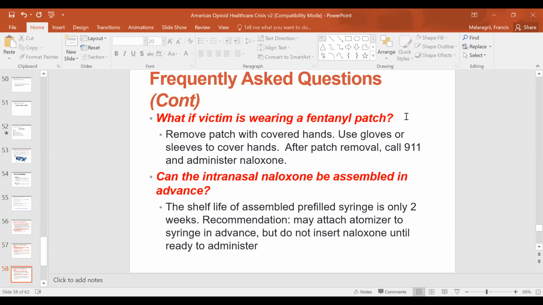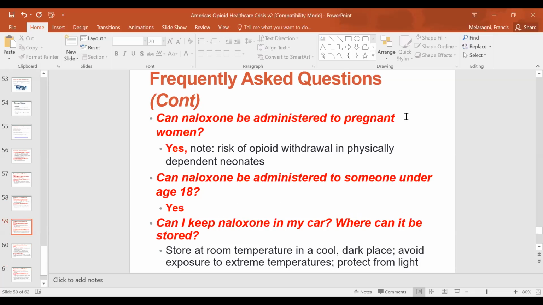If a victim's wearing a fentanyl patch, which I do, remove the patch with your covered hands. If you're carrying the older version of intranasal naloxone that requires assembly, can you do that in advance? You can, but it limits the shelf life. Can naloxone be administered to pregnant women? Yes, it can be administered to pregnant women, to senior citizens, to children, to animals. And can you keep naloxone in your car? Well, you can, but ideally you keep it in a cool, dry place. But the bottom line is you want it with you.